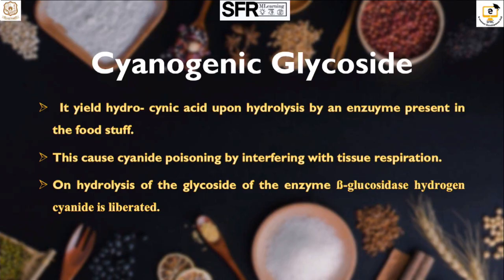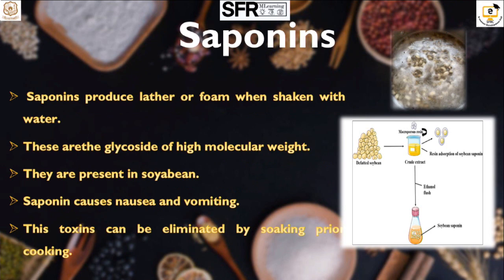The next one is saponin. Saponin produces a layer of foam when shaken with water and pulses. These are glycosides of high molecular weight. Mainly they are present in soya bean, and when we take more soya bean without removing the saponin, it causes nausea and vomiting. These toxins can be removed by soaking prior to cooking.